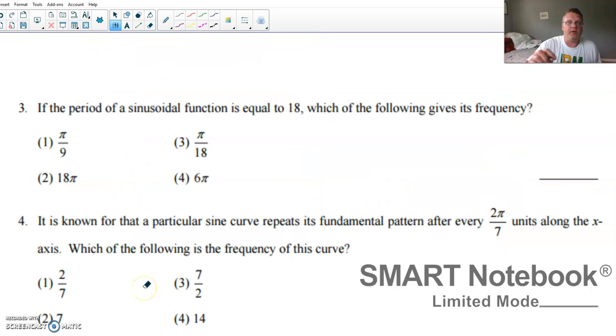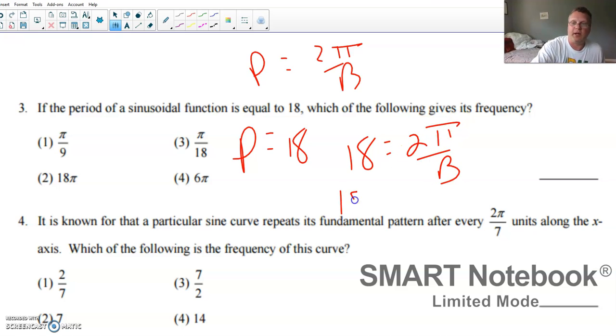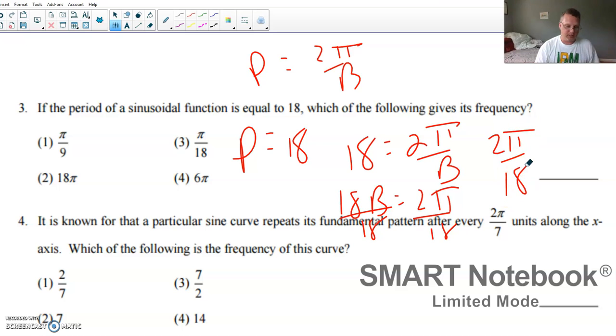If the period equals 18, so period is 2 pi over b. So 18 equals 2 pi over b. Cross multiply, you have 18b equals 2 pi. And then divide by 18. So you have 2 pi over 18, which is choice 1, pi over 9.